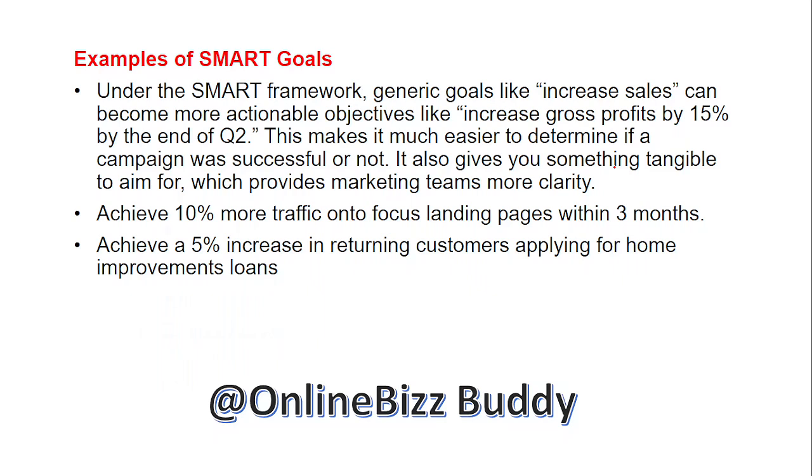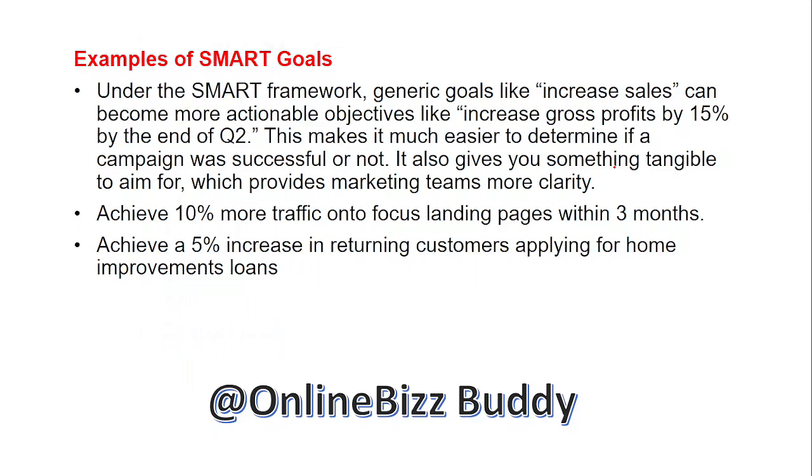Another SMART goal could be achieve 10% more traffic onto focus landing pages within 3 months. You can see time is there. It is more specific. It is actually measurable. It's also actionable. Of course, the other one is to achieve a 5% increase in returning customers applying for home improvement loans. Now, these are just examples of SMART goals that you can always implement.